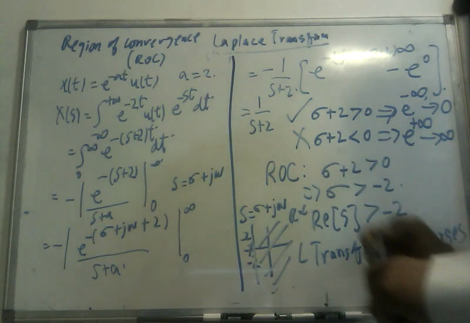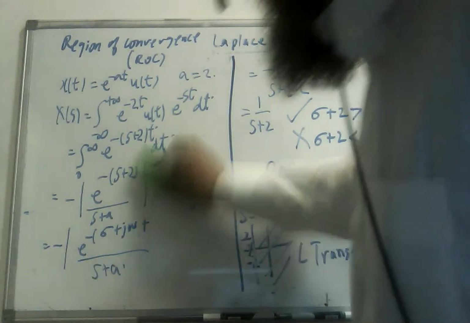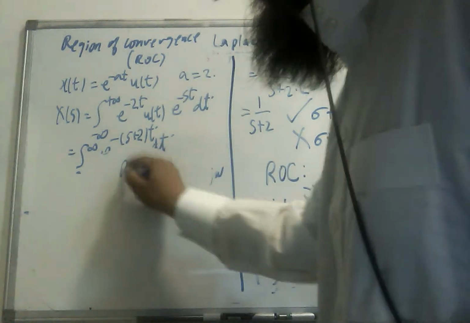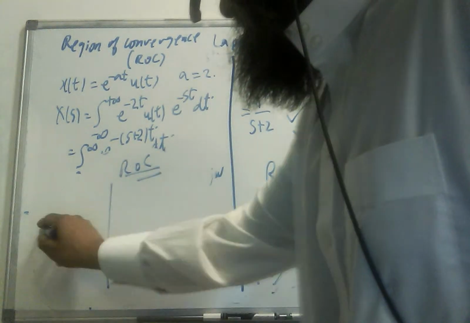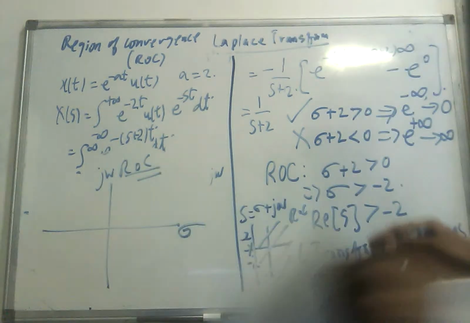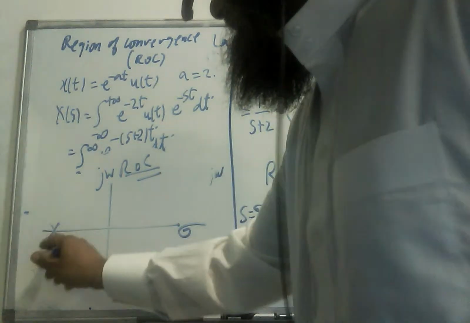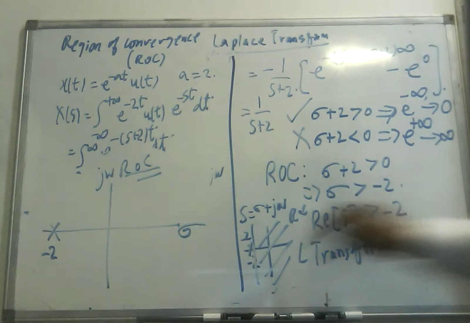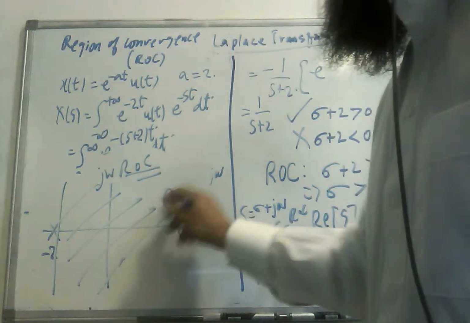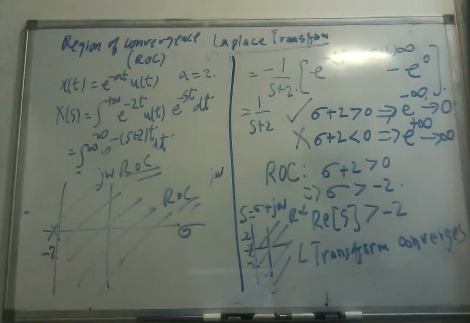Now let me draw this again to make things clear. Let me delete this here. The region of convergence is drawn in the complex plane. This is my complex plane, this is the sigma axis, and this is the j omega axis. First of all, I draw the root, which is minus 2. The region of convergence is greater than minus 2, which means it is everything on this side of minus 2. All right.